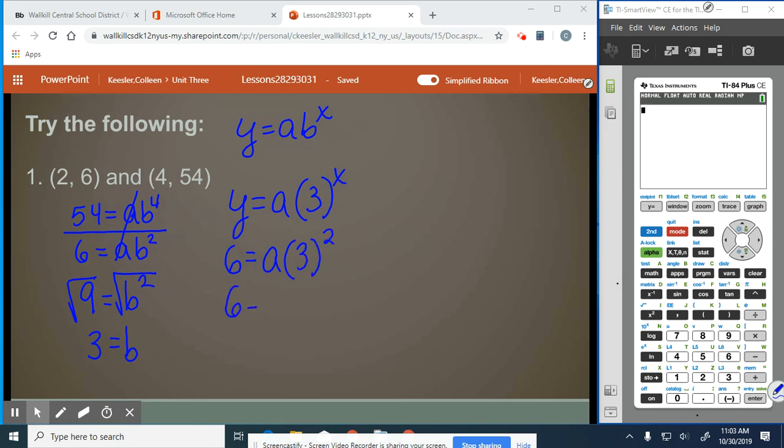So 6 equals 9a because 3 squared is 9. Dividing by 9, I get a equals 6/9 or 2/3. So now I have my a and my b, and my final answer is y equals 2/3 times 3 to the x.